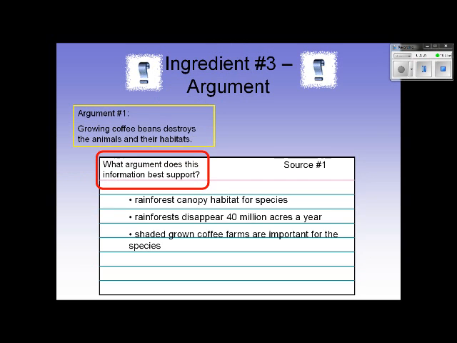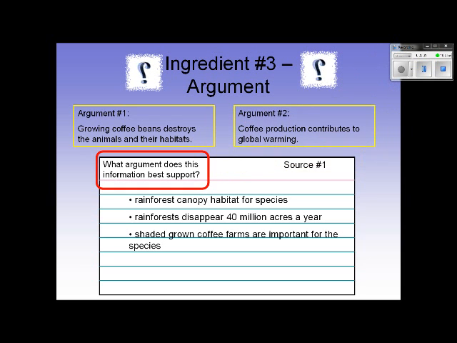So argument number 1 for my thesis was that growing coffee beans destroys the animals in their habitats. And then argument number 2 was about how coffee production contributes to global warming. Now, the great thing is that you highlighted based on the arguments. So maybe argument number 1, you highlighted it in pink, and maybe argument number 2 was in green. So that makes this task even easier. But before you write anything down in your note card, why don't you see which argument you think these notes best support?